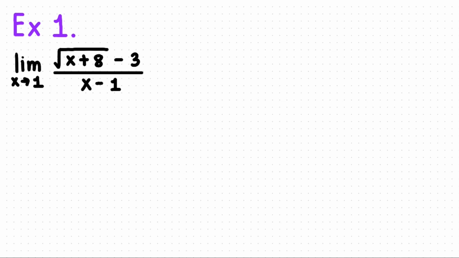So let's have this first example. Take note that this time we'll rationalize the numerator instead of the denominator. So before we start, feel free to pause the video so that you can try this one first on your own. So let's start. So first, upon direct substitution, if we plug in 1 in this function, you can verify that this will become 0 over 0. So it is an indeterminate. So let's try to rationalize this one.